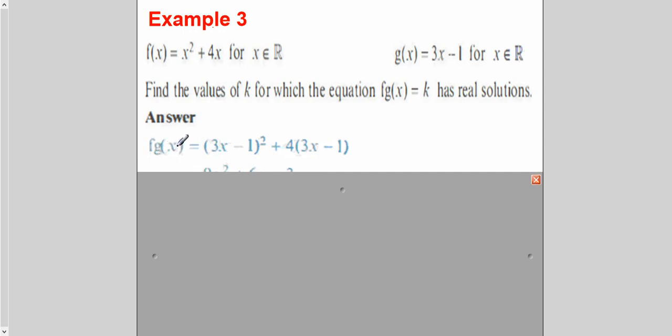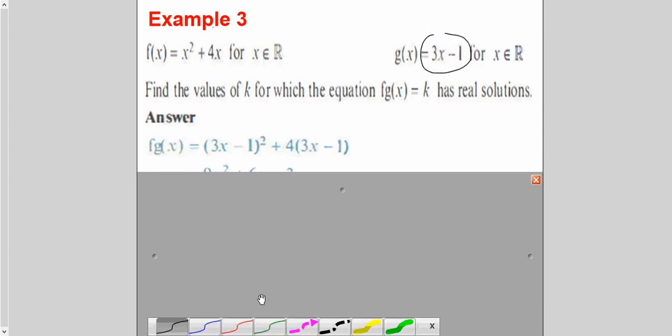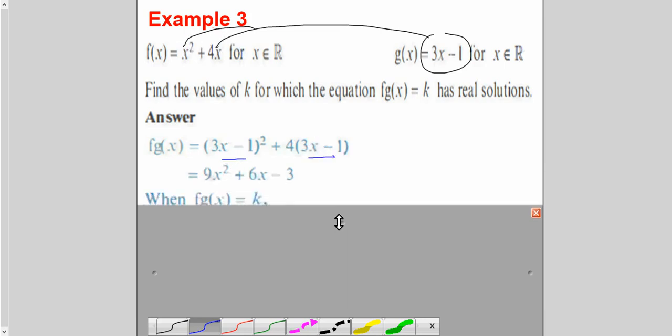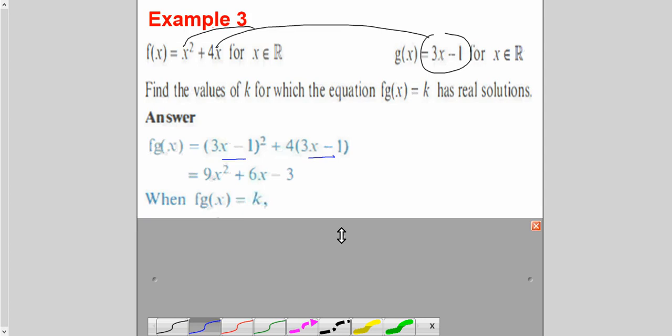What does it mean? It means this function g, let me change the color, this function g will go in function f in place of x, right? You can see we have written here in place of x, 4x, x squared. After that, you simplify it, and you get 9x squared plus 6x minus 3. And it is saying equals to k. So now this whole thing is equals to k.